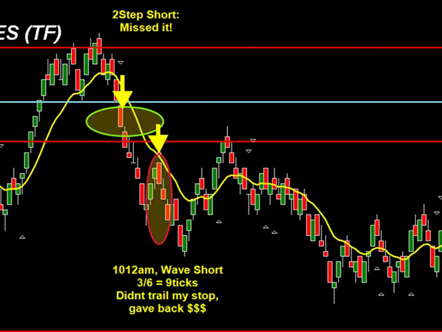But we missed the first entry here on this 2-step short. Wonderful trade, just missed it. I looked in one direction before I got back to this monitor. It had already moved on me. So I just straight missed it. We called it live in the room. A lot of our members took it and made some pretty good money on it, but I missed it.